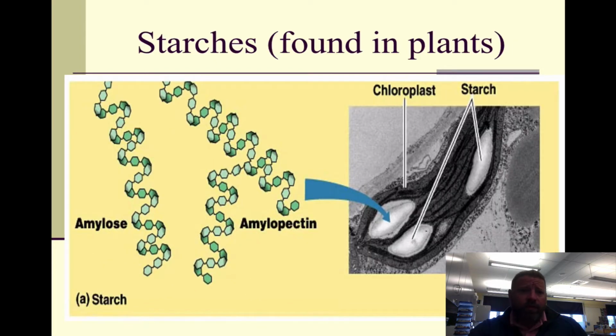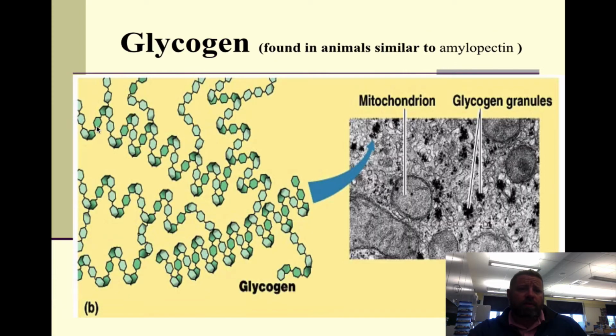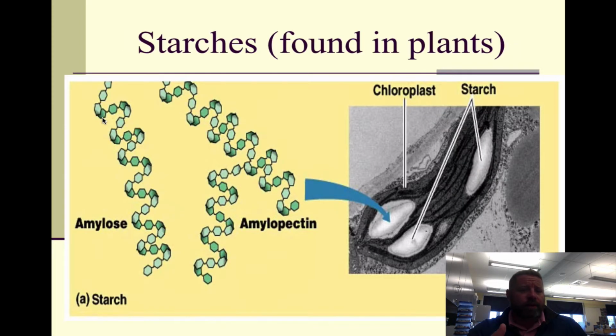So here, these are ones found in plants. These are sugars that we can digest. We can digest amylose. We can digest amylopectin. We have an enzyme in the case of amylose called amylase, A-S-E, that helps us digest this, which we'll get into when we talk a little more about proteins.